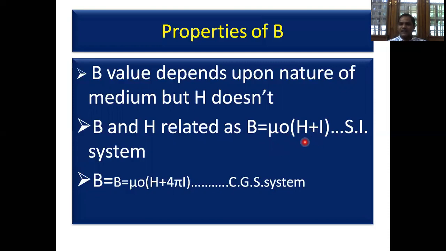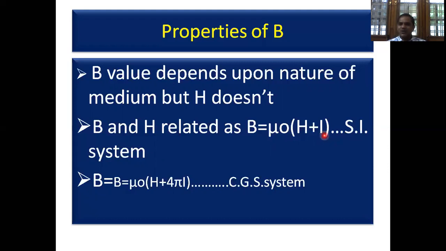So I will extend the concept here. When a magnetic material is kept in an external magnetic field, that material can be magnetized, that is, converted into a magnet. The magnetic moment induced in that magnetic material per unit volume is nothing but the intensity of magnetization. Or, magnetic pole strength per unit cross-sectional area is called the intensity of magnetization. Here the I value depends on the nature of the medium. So both H and I have the same units, ampere per meter.